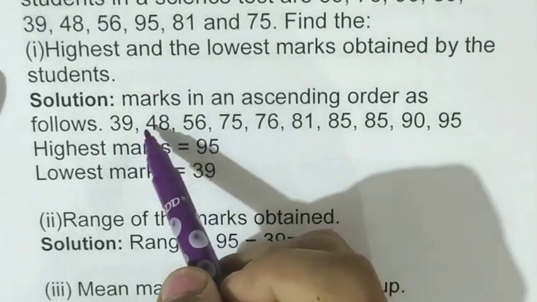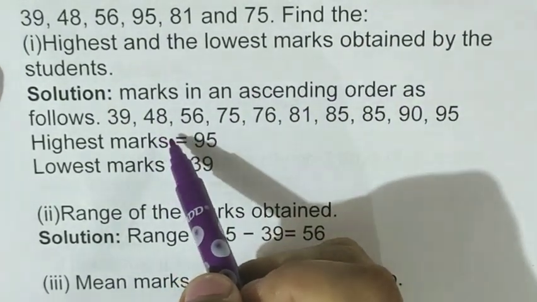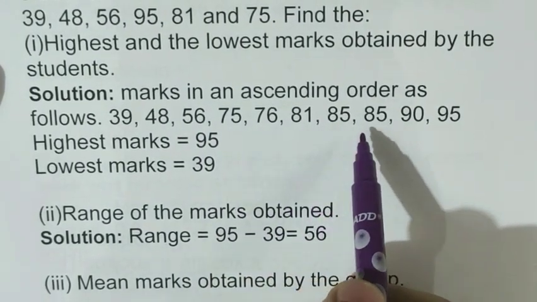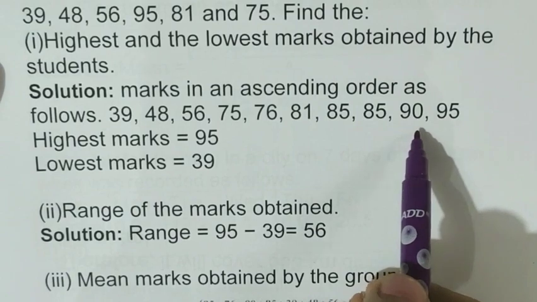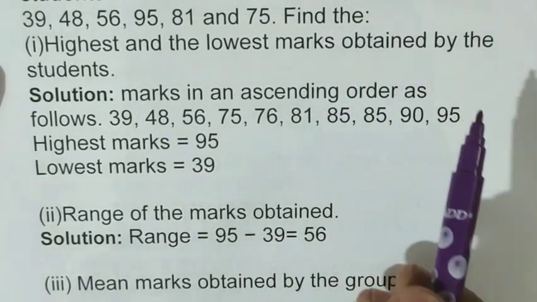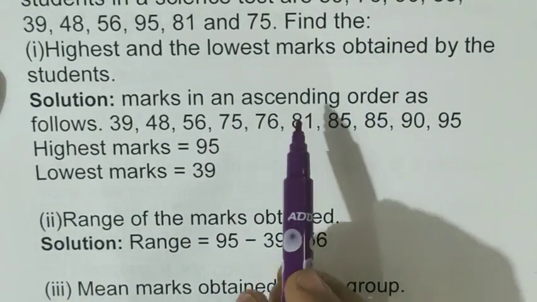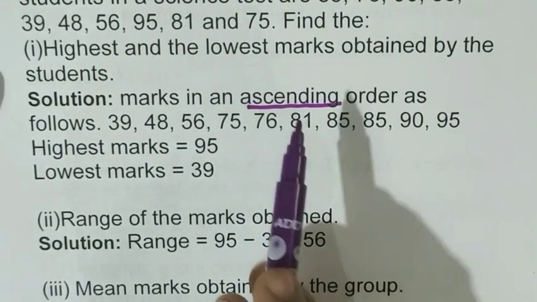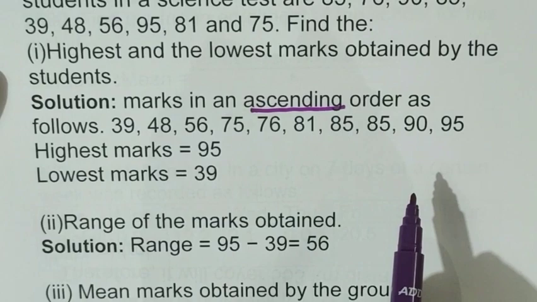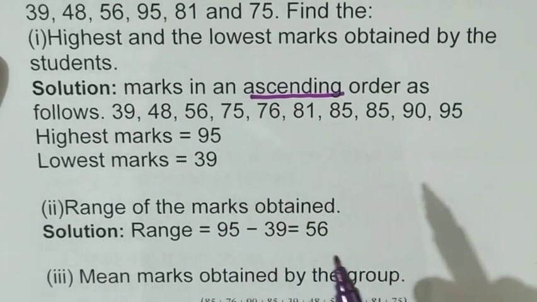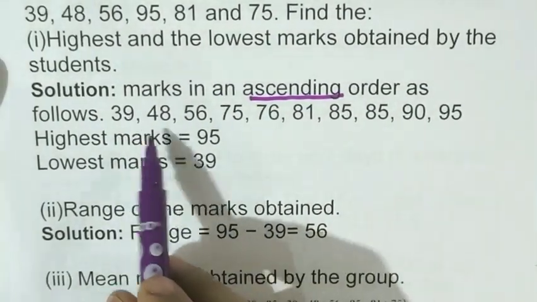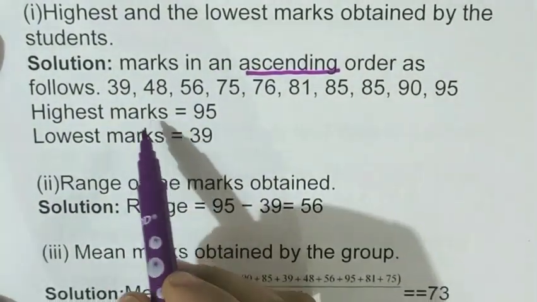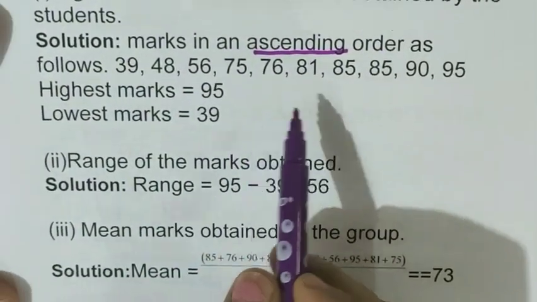So we can arrange in ascending order: 39, 48, 56, 75, 76, 81, 85, 85 again, 90, 95. You can cross check that one. It is not compulsory that we should arrange in ascending order, because the number of observations is less here. You can easily identify which is the highest and lowest. But once you arrange, you can do all the problems related to this fast. So we already arranged in the ascending order.